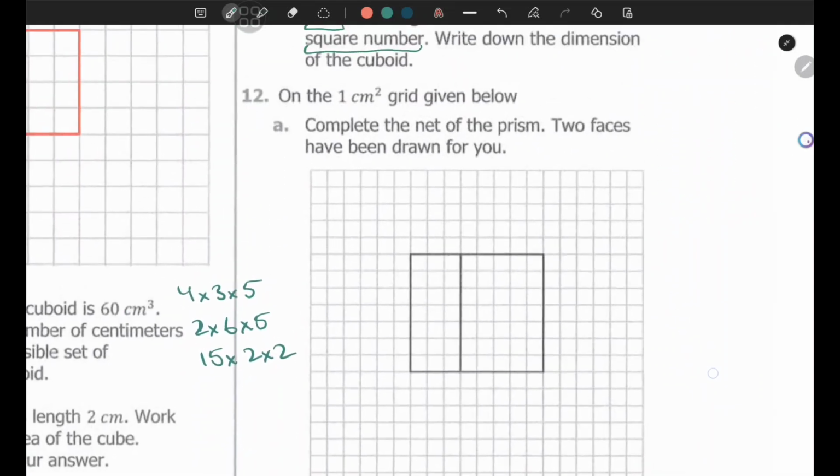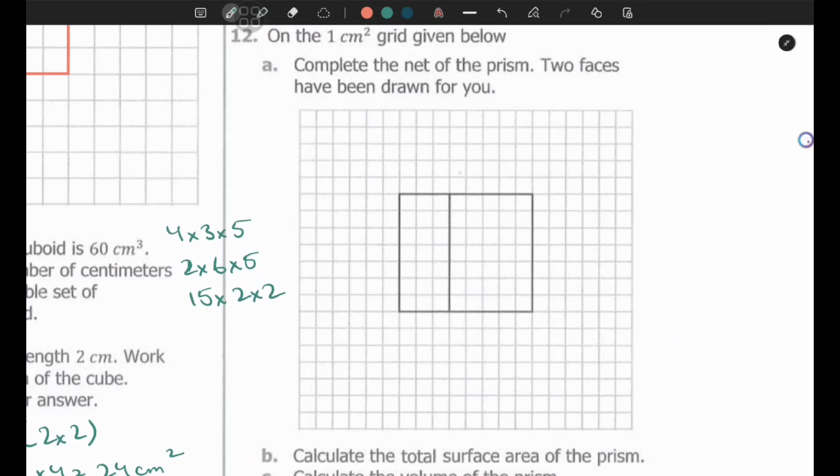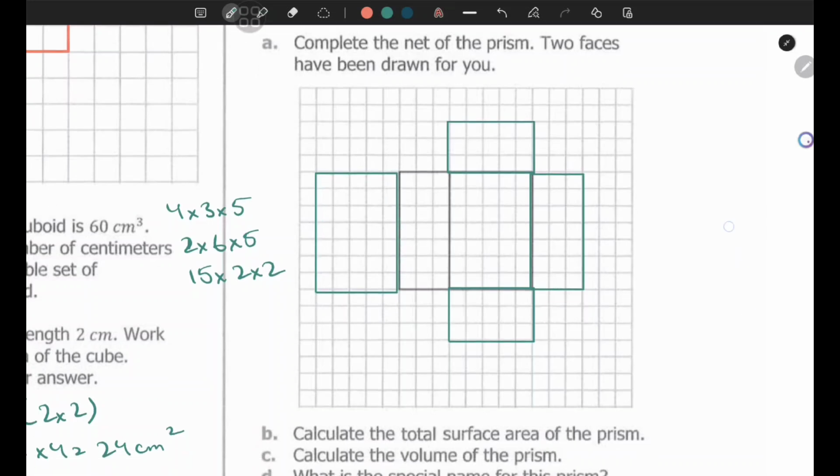Now looking at question number 12, completing the grid, this would be again 3 by 5, 3 by 5, and then we have 5 by 8, 3 by 7, and then we have 5 by 8, right? So that's a net diagram complete.